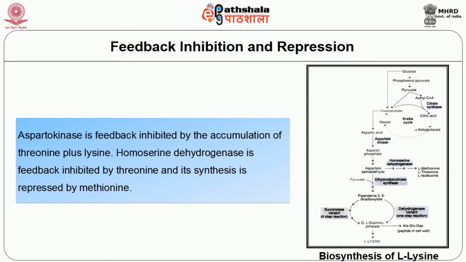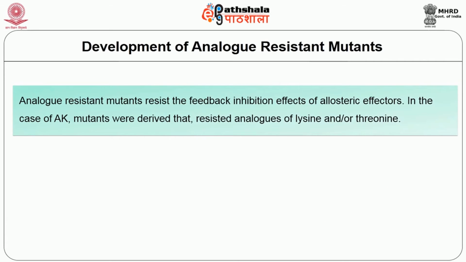Now, we will discuss feedback inhibition and repression. Aspartokinase is feedback inhibited by the accumulation of threonine plus lysine. Homoserine dehydrogenase is feedback inhibited by threonine and its synthesis is repressed by methionine. Homoserine dehydrogenase mutants are homoserine auxotrophs that effectively lack the ability to make threonine, methionine and isoleucine, thus eliminating the feedback inhibition of aspartokinase by threonine. Analog resistant mutants resist the feedback inhibition effects of allosteric effectors. In the case of aspartokinase, mutants were derived that resisted analogues of lysine and also threonine.